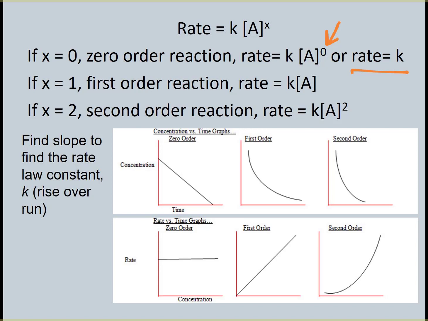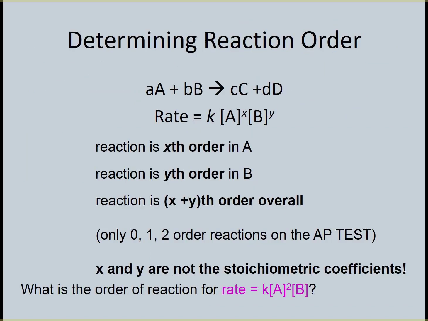If my exponent is a 1, and it's usually not written, then that is a first order. And if it is a 2, or the exponents add up to 2, then that would be a second order reaction. And one way to find the rate law constant is to find the slope if you have a graph. Determining reaction order: here's my general rate law, and you look at those exponents. So the reaction is X order in A and Y order in B. And the overall order, you would add those exponents.